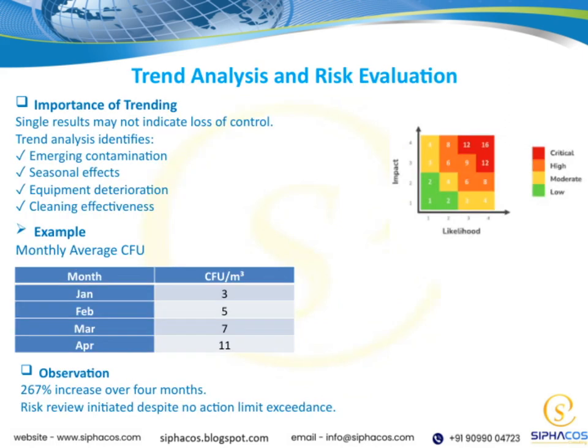We saw a 267% increase over just 4 months. That's significant. Even though no action limits were exceeded, it triggered a risk review. Looking at the monthly average colony forming units, or CFUs, we tracked a steady rise from January through April. This shows why trend analysis matters. A single result might not tell the full story, but trends reveal emerging contamination, seasonal changes, equipment wear, or cleaning issues. It's about spotting patterns before they become problems.